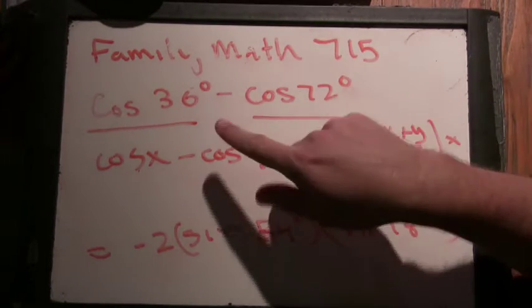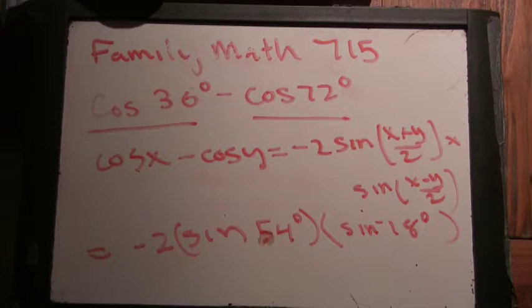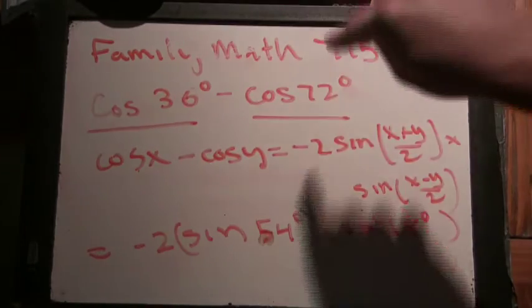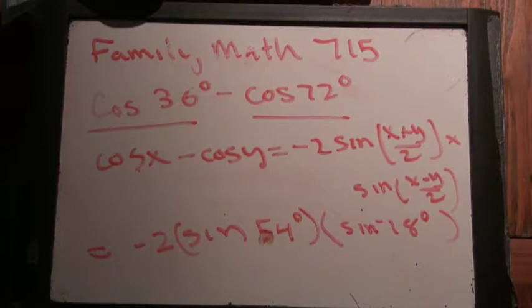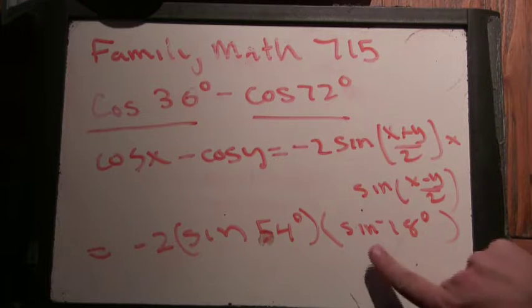Now, I should ask you, is cosine of 36 minus cosine of 72 positive or negative? It should be positive, because cosine is going to 0 as it gets to 90 degrees. It starts out at 1 and goes to 0, so cosine of 36 should be bigger than cosine of 72. So how can we simplify this? Minus 2 times sine of 54 times sine of minus 18.